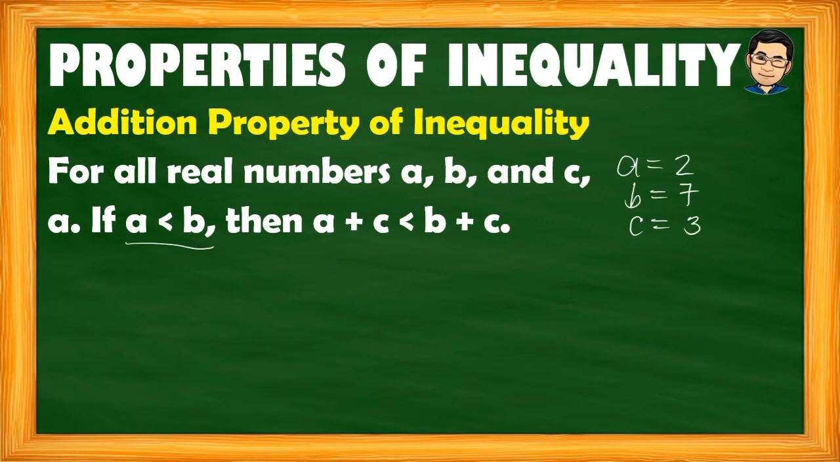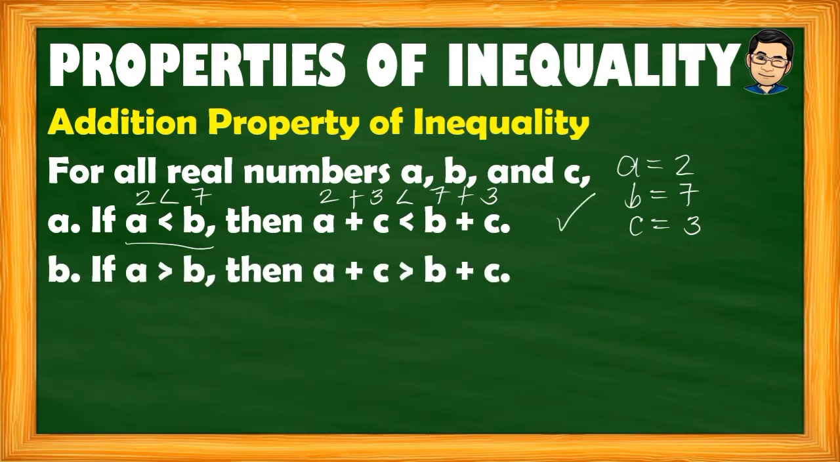Okay. So gawin natin yung given. So, if A is less than B, so that is 2 less than 7. This is correct. Then, mag-add tayo ng same number to both sides of the inequality. So, magiging 2 plus 3 is less than 7 plus 3. So, kung i-add natin yung 2 tsaka 3, that is 5. And then, i-add natin yung 7 tsaka 3, that is 10. Clearly, 5 is less than 10. So, this is true.